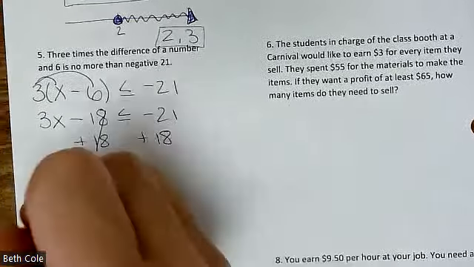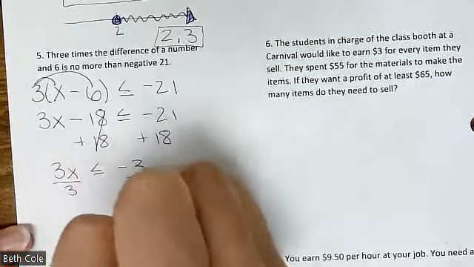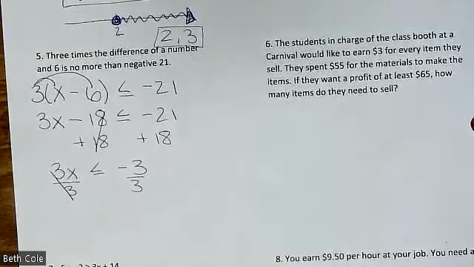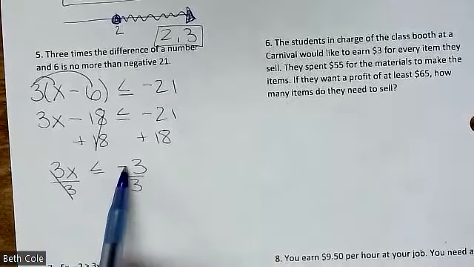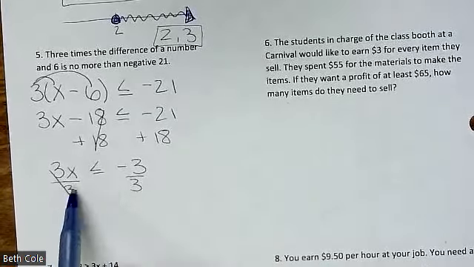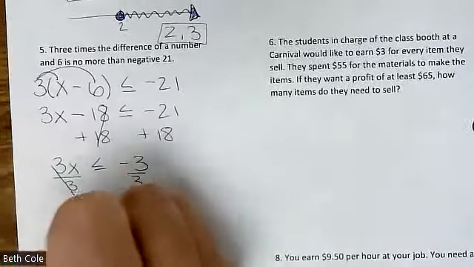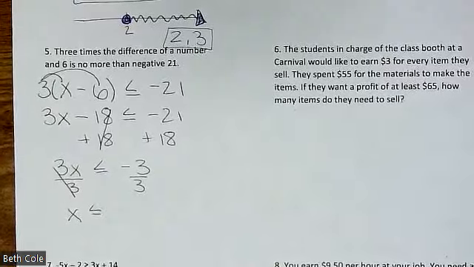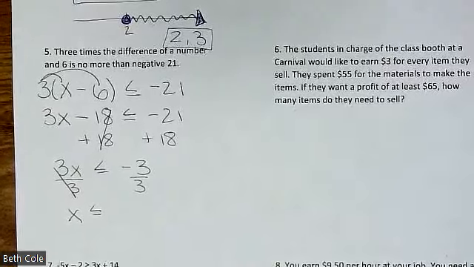All right, last step would be divided by 3. Do we need to flip the symbol, yes or no? No. We divided by a +3. The fact that this is negative is fine. It's what you're dividing by. So we do not need to flip it. -3 divided by 3 is -1.